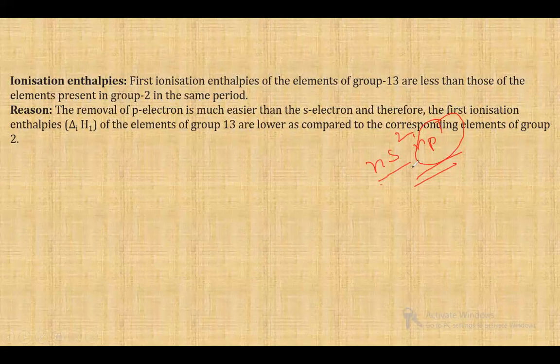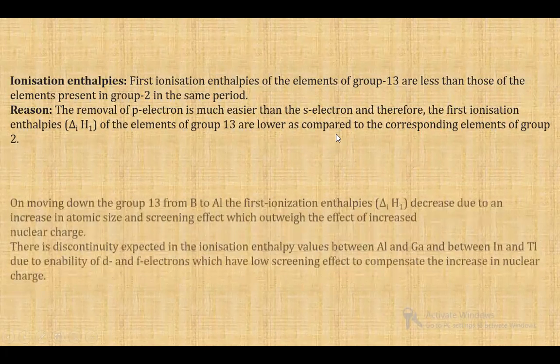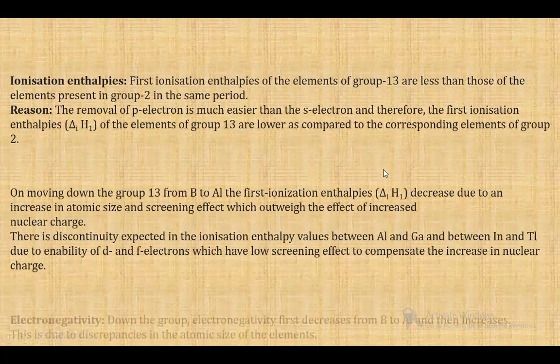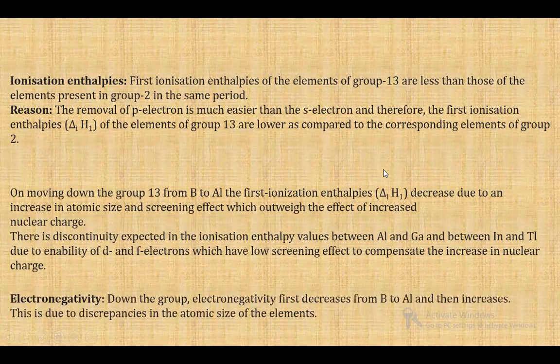After that, the stable noble gas electronic configuration, so removal of an electron will be difficult. Okay, so ionization energy decreases down the group. In gallium, there is a slight variation because of poor or imperfect shielding. There d and f electrons are present, so electrons enter the penultimate shell. Due to that, ionization enthalpy varies. This we already discussed.